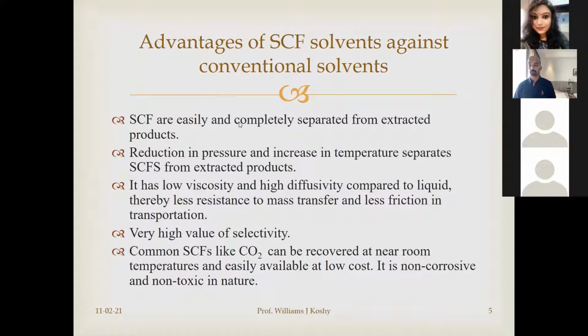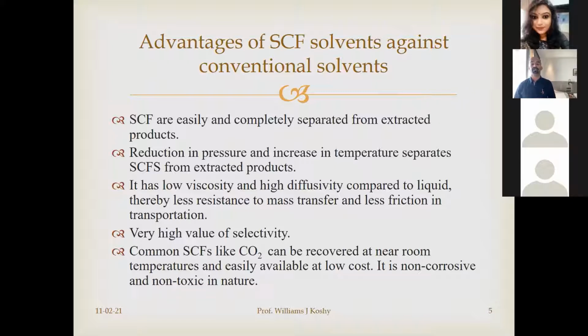Diffusivity, as we discussed earlier, lies between liquid and gas, so the diffusivity of supercritical fluids is higher than liquid, and the viscosity is much lower than liquid, and thereby it offers very little resistance to mass transfer and less friction in transportation. Because diffusivity is high, mass transfer faces much less resistance than in liquid, and the friction during transportation is also very less because the viscosity is relatively very low.